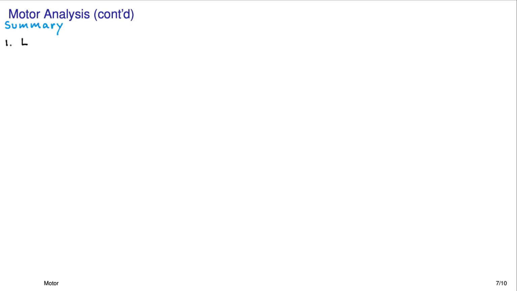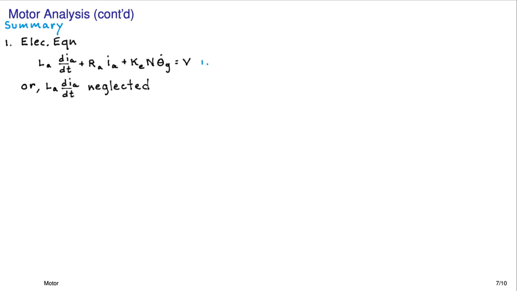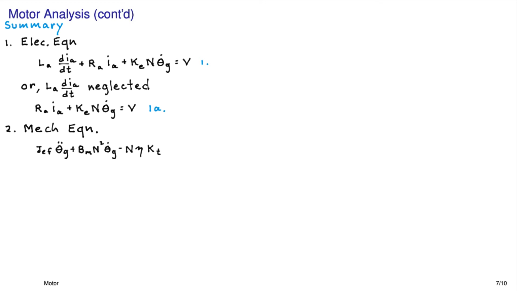So let's summarize what we have so far. We have this electrical equation. It's just a repeat of what we had on the previous page. Or if you neglect the LA dia dt term, maybe because you just don't want those fast dynamics mucking around with what you're doing, then you get this equation, where the only term that looks like a derivative is this Ke theta g dot. But we'll see in a second that that is almost like an algebraic quantity. Then we have the mechanical equation. And there it is, same as we had on the previous page.